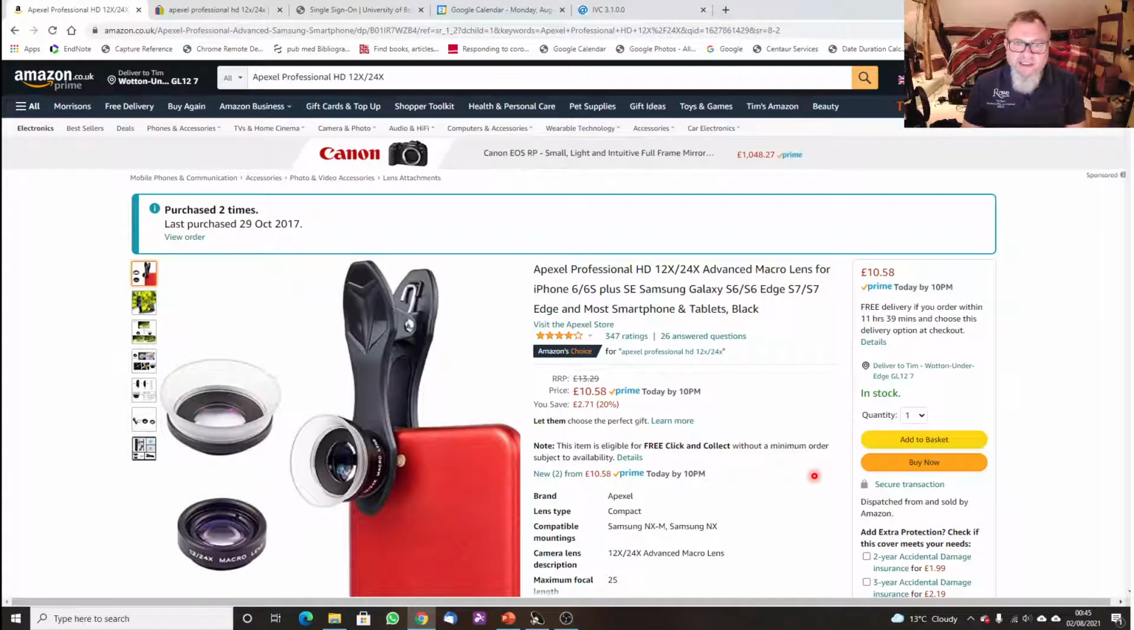This is the one that I tend to use most. It's the Apex L 12 times 24 times macro lens. It's got a glass lens, it's coated, that's why it's got an orangey purple view colour, which reduces reflections. You have two lenses stacked one on top of the other. If you use both together, it's times 24. Most of the time we take the outer lens off and just use the smaller lens. And these are very reasonably priced, and can give you amazing images. Most of my macro photographs will be taken using this particular type of macro lens.